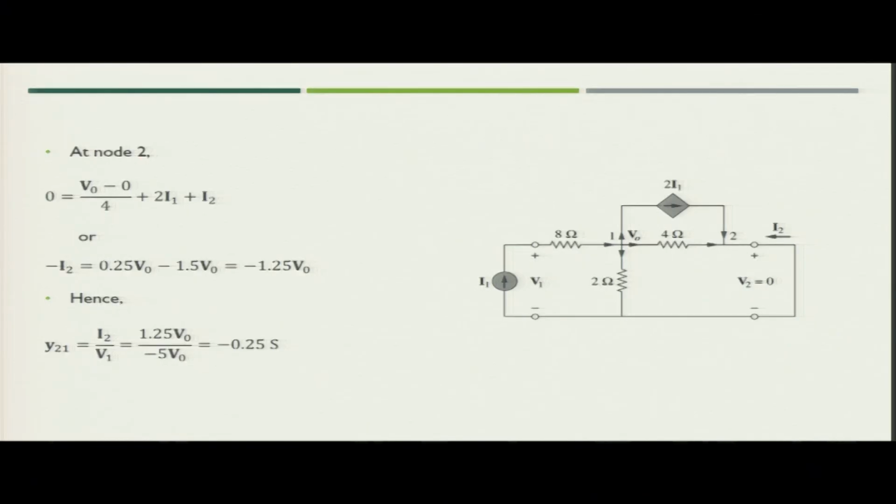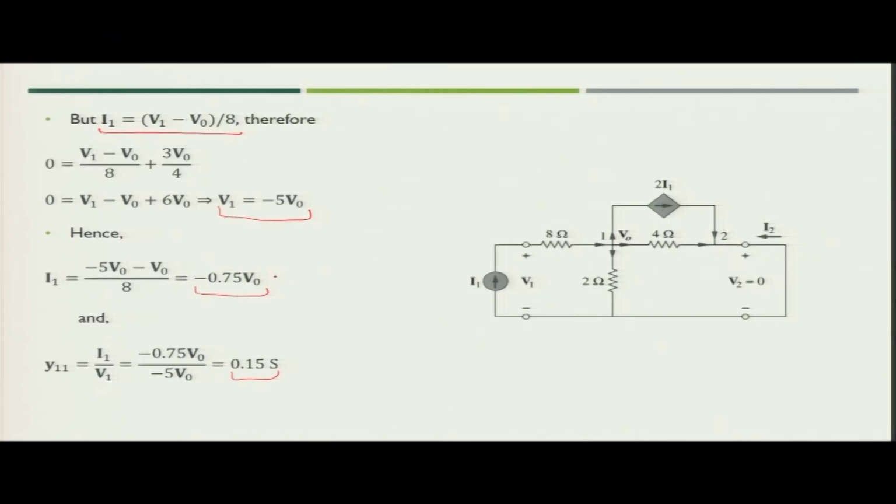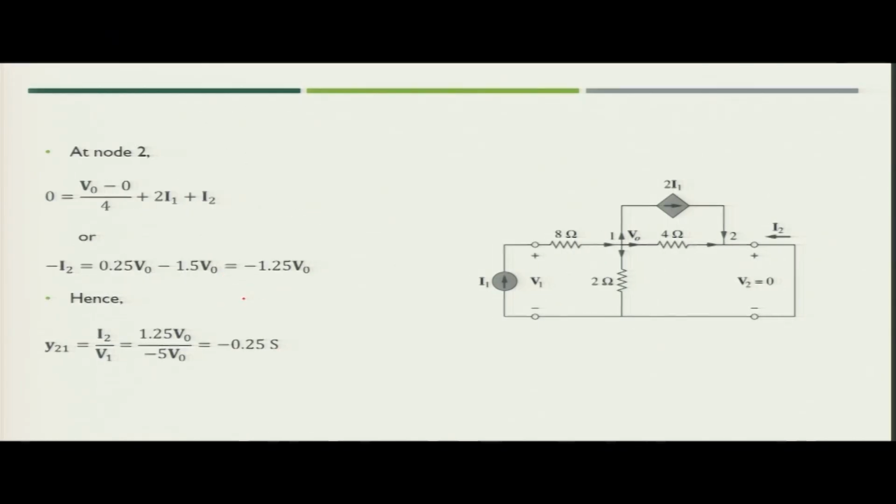Now, the next task is that you need to find out the value of Y 21. So, if you see the second node, you apply KCL at this node also. What you will get is the current flowing through the 4 ohm resistance, V naught by 4, plus 2 I 1 plus I 2 equal to 0. Now if you simplify, you put the value of I 1 in terms of V naught, which you just calculated, that I 1 is minus 0.75 V naught. If you put the value and simplify, you will get I 2 in terms of V naught.